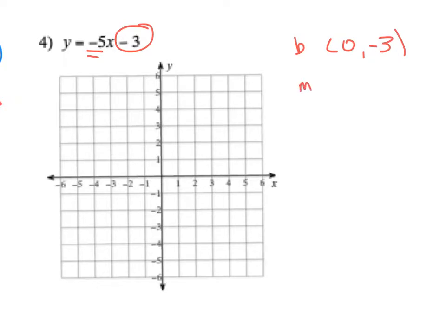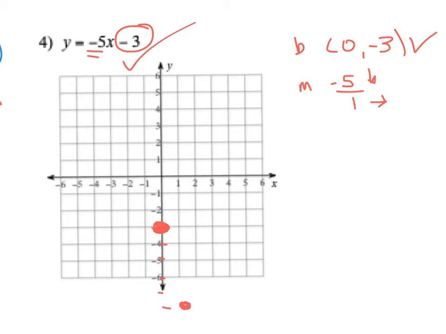And remember that I always write slope as a fraction. So -5 as a fraction is -5/1. So my movement will be from where I begin, down 5, right 1, because my slope is negative. If my slope was positive, I would go up 5, right 1. So let's begin at 0, -3. Okay, I've done that. Now I'm going to move down 5, right 1.